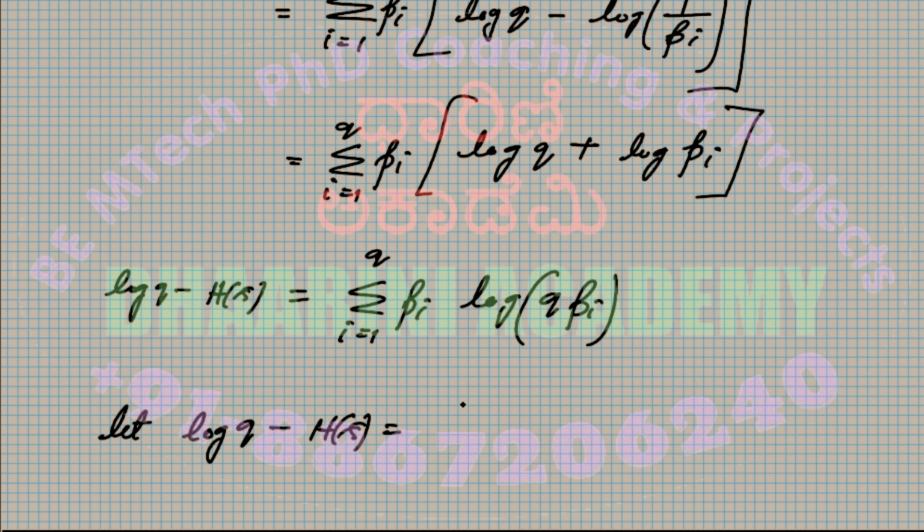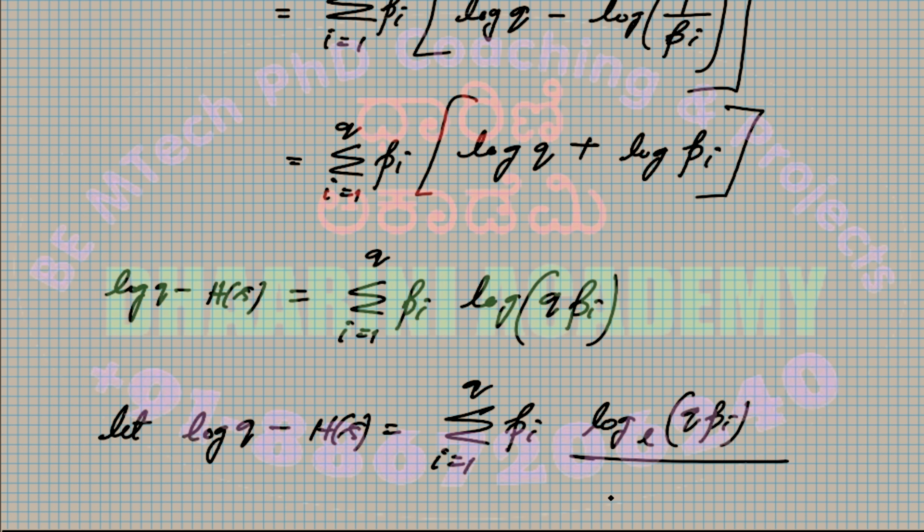Now, if I want to change the base of my log, how do I do that? It's log to the base 2. If you want to convert that into log to the base e, this is the equation. Summation, say i equal to 1 to q, p_i remains as it is, only the log changes. It is natural log, so ln of q times p_i, divided by log to the base e, or ln, I can write, no problem, ln of 2.